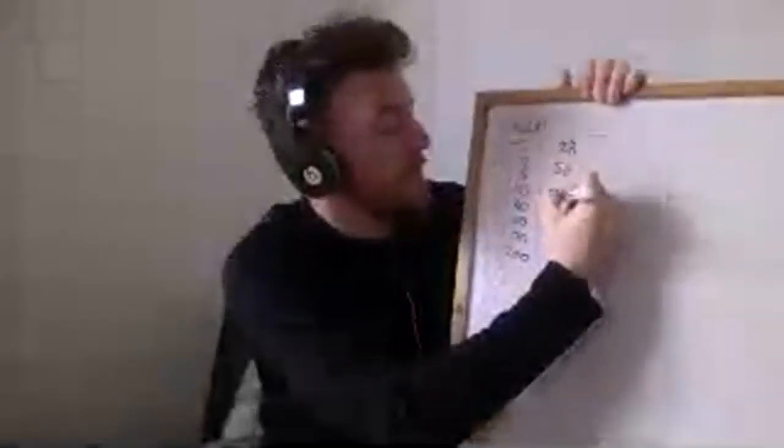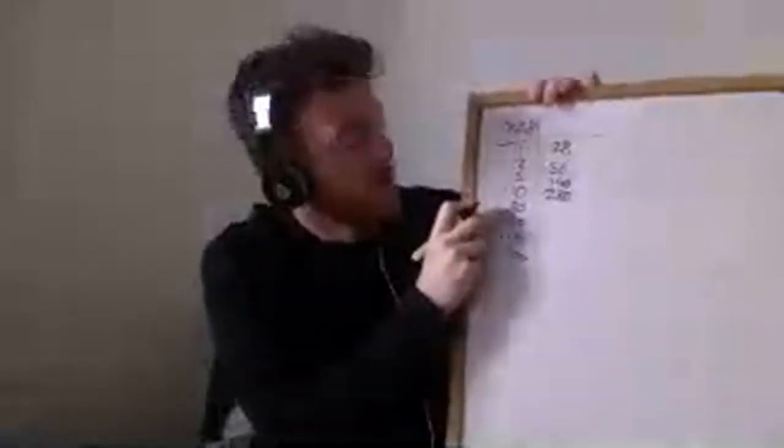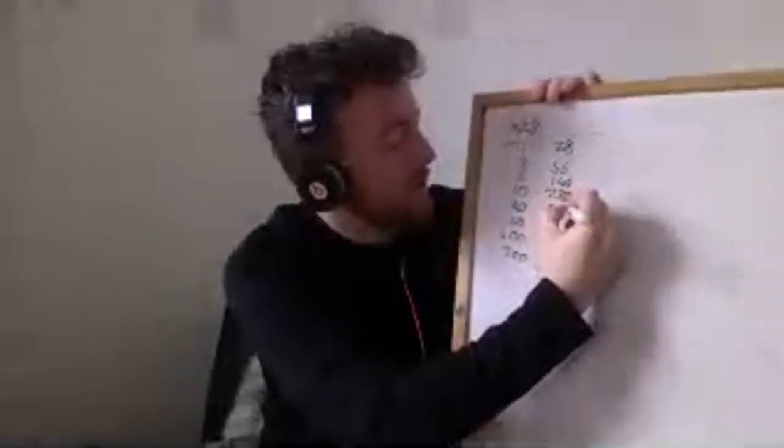We jump to 10. 10 times 28, 280. Cut it in half, 140. So that's for 5. Moving up, multiply it by 20. We take our 2, we add it by 10, so that's 560, and we should now see the comparisons between 28 and 56 and 280 and 560.